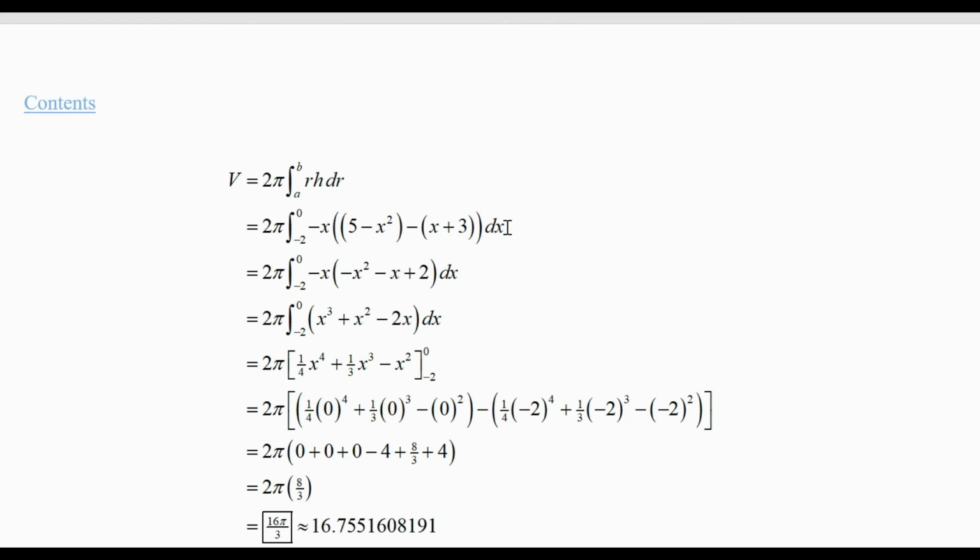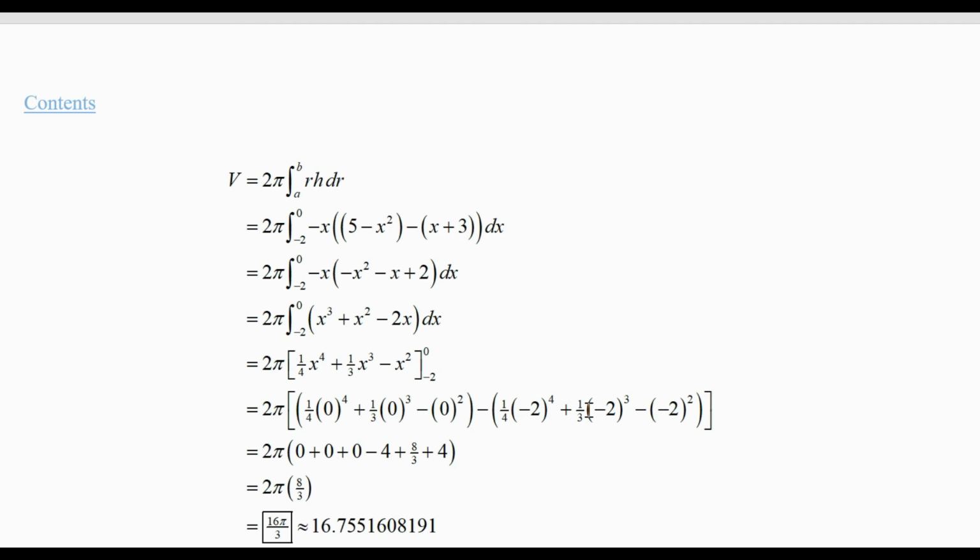Now dr is dx. X's are running from -2 to 0. 2 pi is there. Minus x is r. Top curve minus bottom curve gives you the height of the strip. All right, well, pretty easy antiderivative there. 1/4 x to the 4th plus 1/3 x cubed minus x squared. Evaluate from -2 to 0, sorry, put the zeros in there. The zeros all go away here.